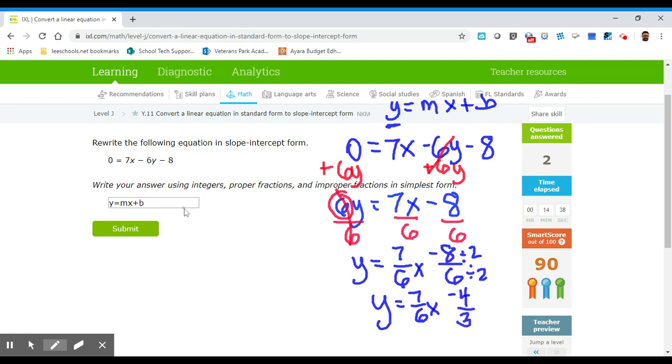So let's type in our answer. Our slope is 7/6. Let's get rid of that m and write 7 over 6. And then we have a negative 4/3 for our y-axis intercept. So let's go negative 4/3. Click submit.